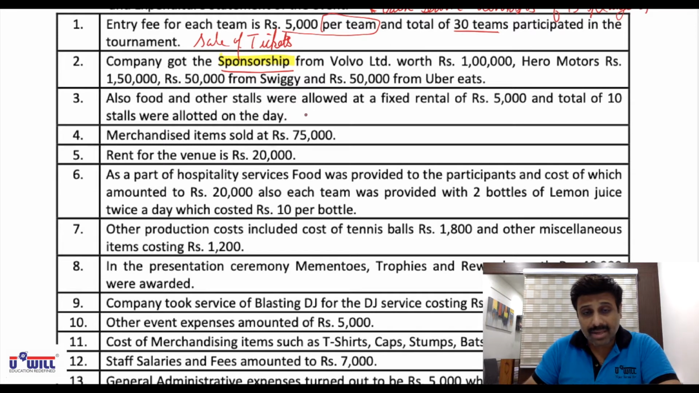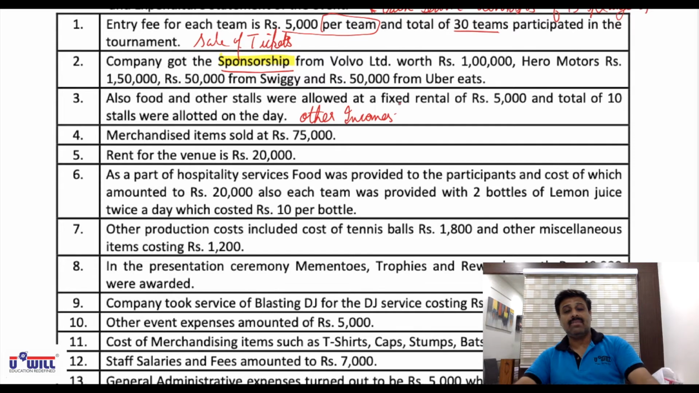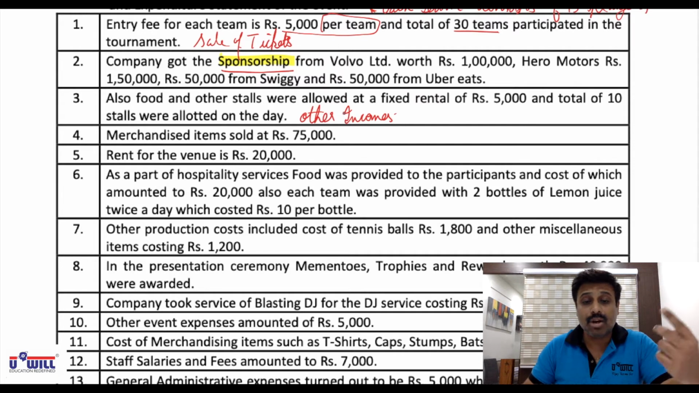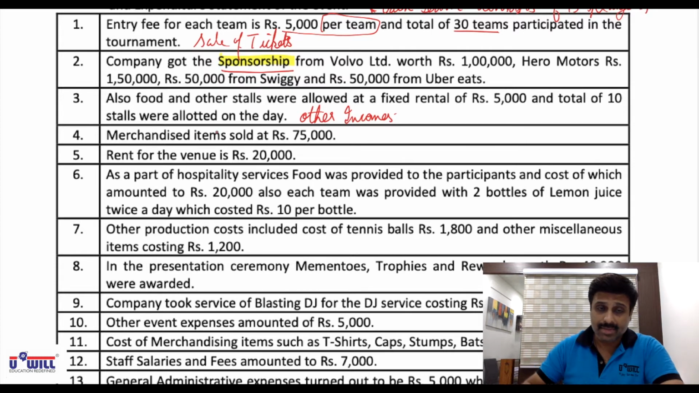So this will come in other incomes. Okay, stalls etc. will come in other incomes. Whichever cannot come in MOST will come in other incomes. It cannot come in merchandise. It cannot come in sponsorship. It cannot come in ticket sale or trust or foundation. So it will come in other incomes.